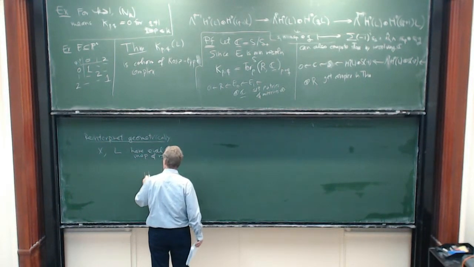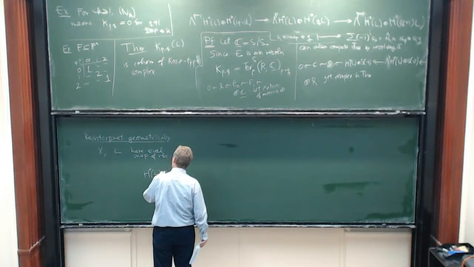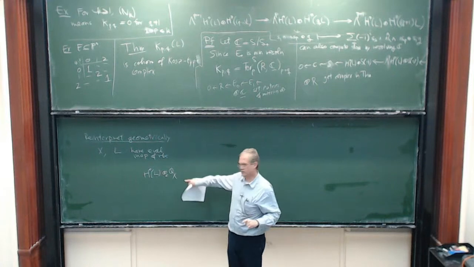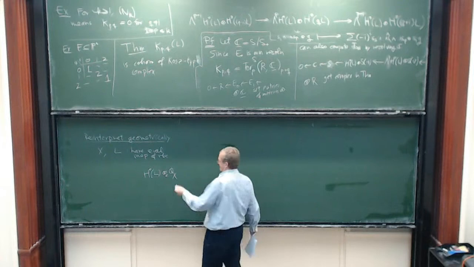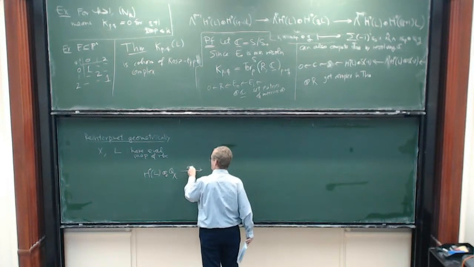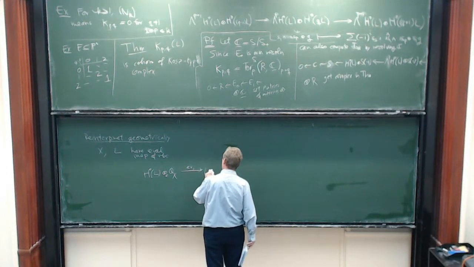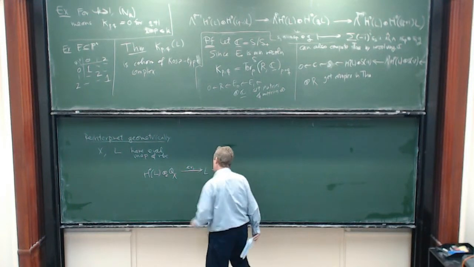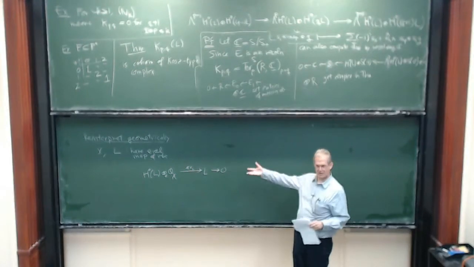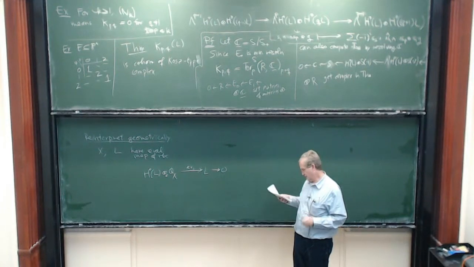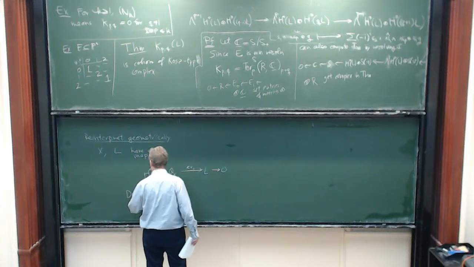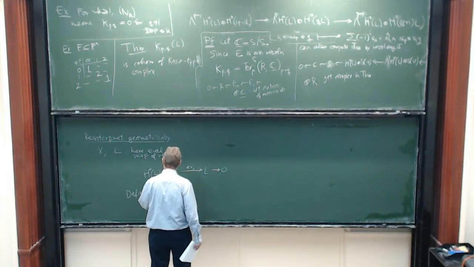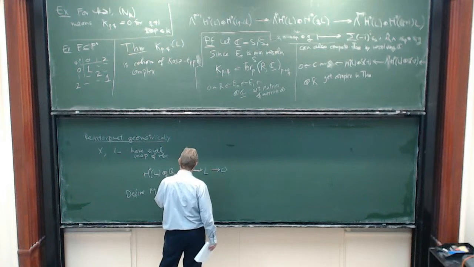For my evaluation map, I take the trivial vector bundle whose fibers are the space of sections of L. Then I have an evaluation map that maps this to L, and as long as L is globally generated, this is a surjective map of vector bundles. The interesting gadget is going to be the kernel of this map. So let's define M_L to be the kernel of this evaluation map.